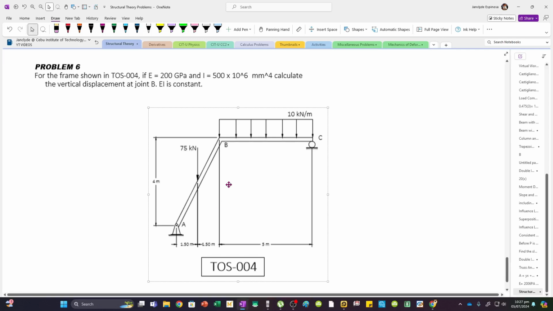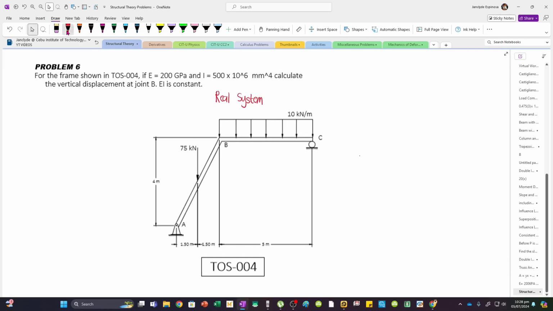Okay. So, diba, yung first natin gagawin is, this is actually determinate, but we have to form a virtual system and we have to also form the real system. Now, this is my real system. And then, let's try to solve the reactions. So, for the reactions, we have a resultant right here, which is 10, the load multiplied by the distance. So, 10 times 5 gives us 50 kN.